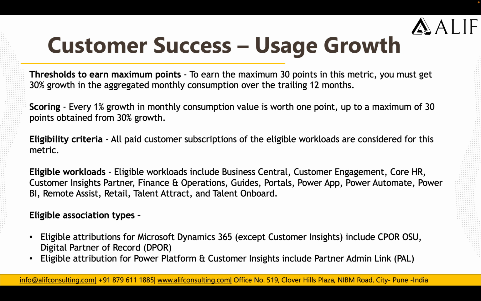Thresholds to earn the maximum point. To earn the maximum 30 points in this metric, you must get 30% growth in the aggregated monthly consumption over the trailing 12 months. Every 1% growth in the monthly consumption value is worth 1 point, and up to 30 points can be obtained for 30% growth. If a customer has 40% growth or 50% growth, you will not get more than 30 points under this category.